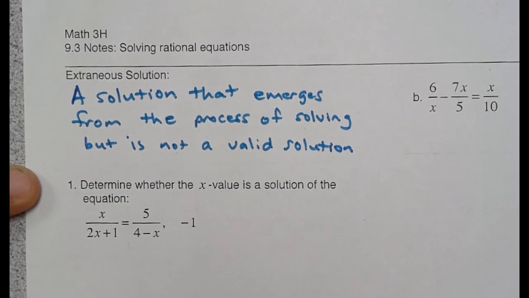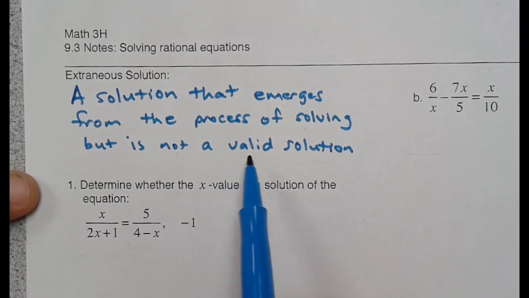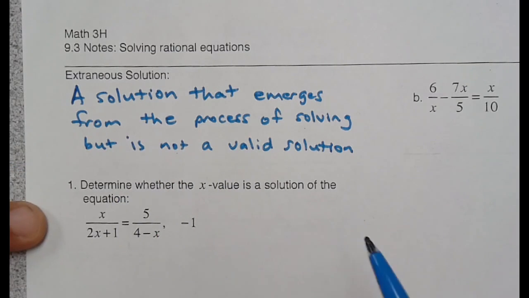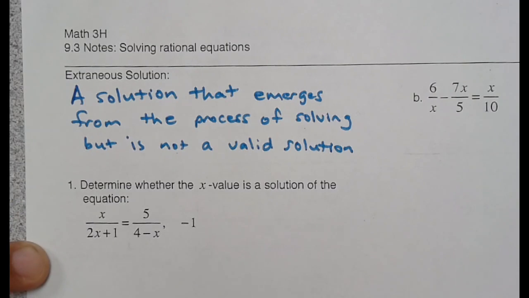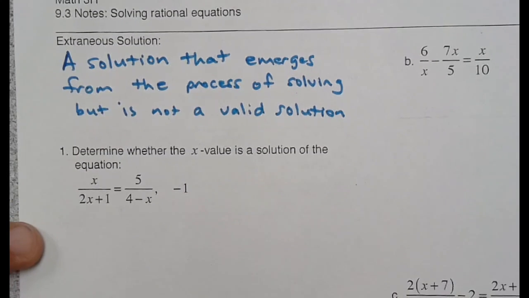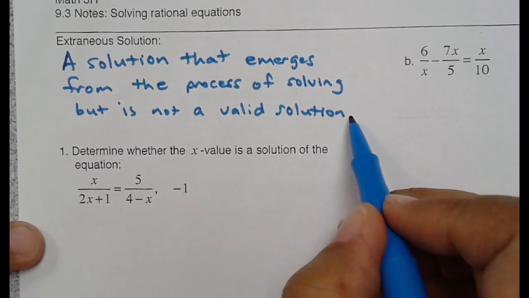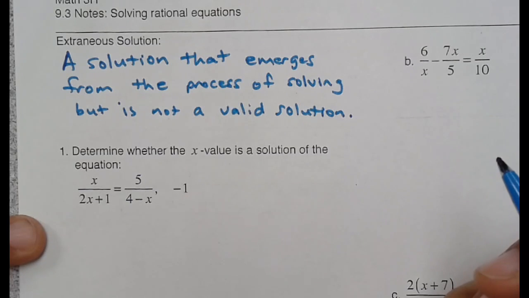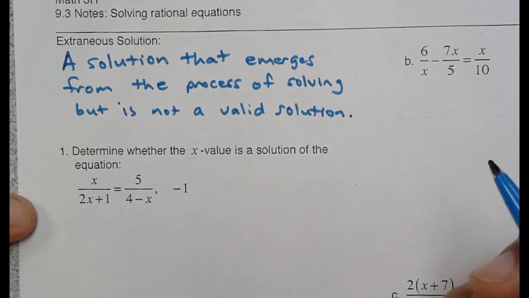Okay, we're going to go over the 9.3 notes where we're going to be solving rational equations. So first of all, we have to remind ourselves of extraneous solutions. It's basically a solution that emerges from the process of solving but is not a valid solution. So let's go ahead and check to see if we get solutions that actually don't work. We're going to be looking at those excluded values that we had and see if that ends up being one of them. And if it is, we will cross it off and it will not be part of the solution.